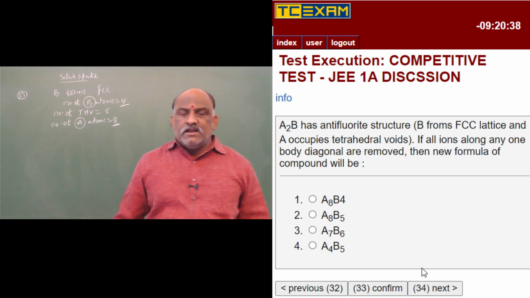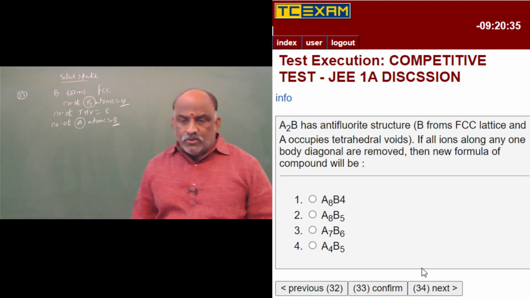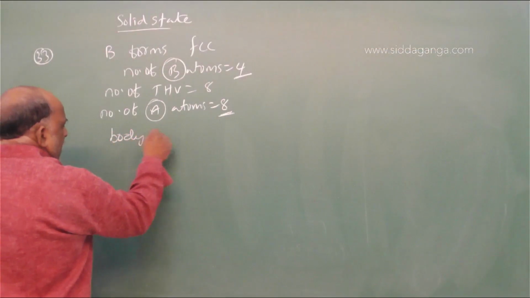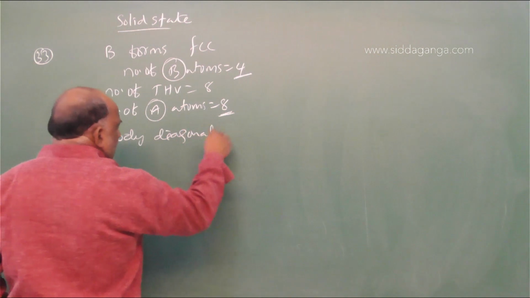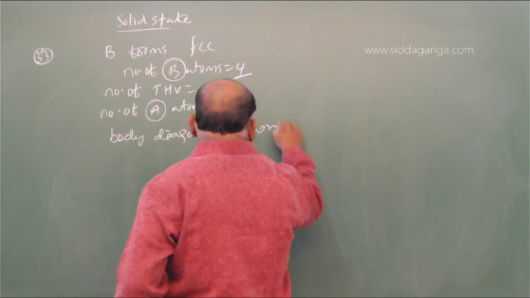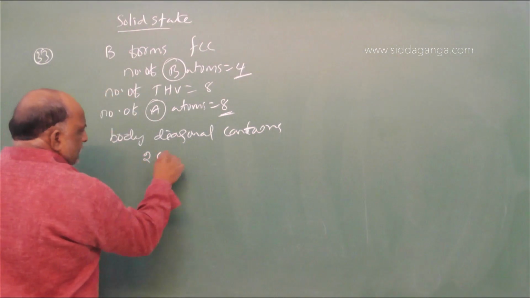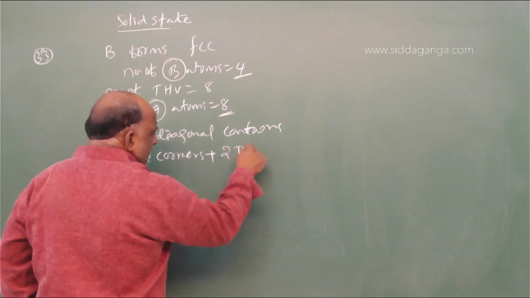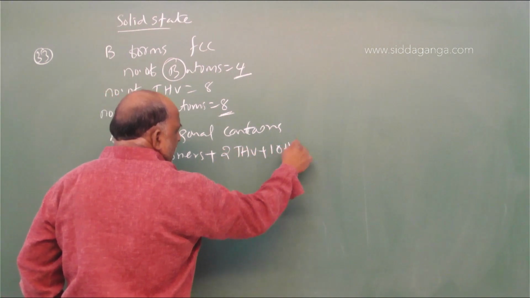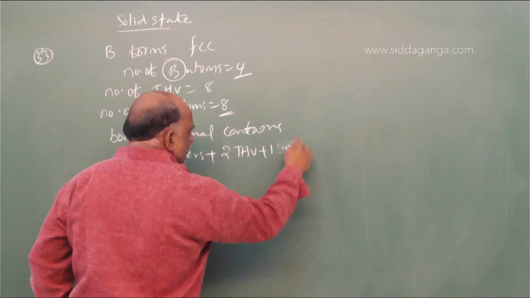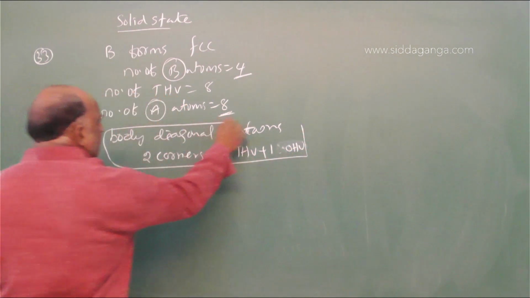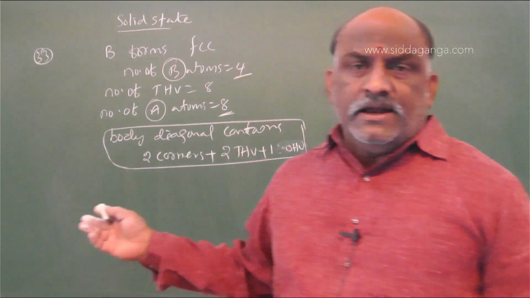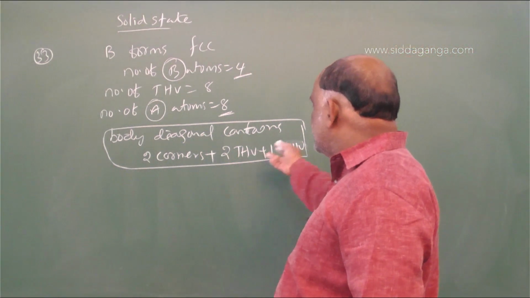If all ions along any one body diagonal are removed, the new formula of the compound will be? Body diagonal contains what? 2 corner atoms, 2 tetrahedral voids, and 1 octahedral void.